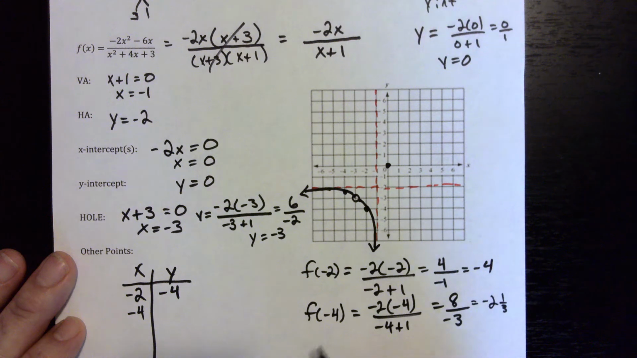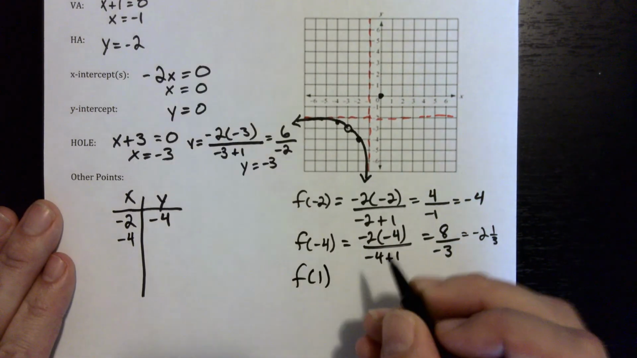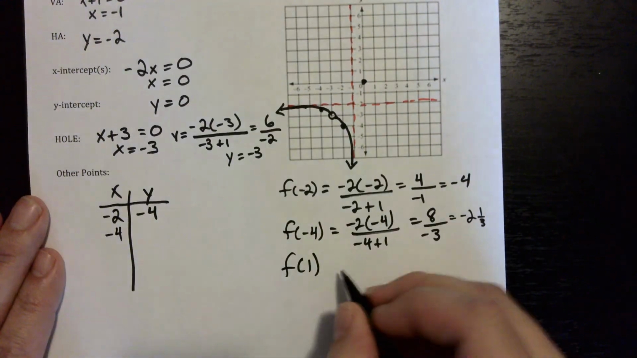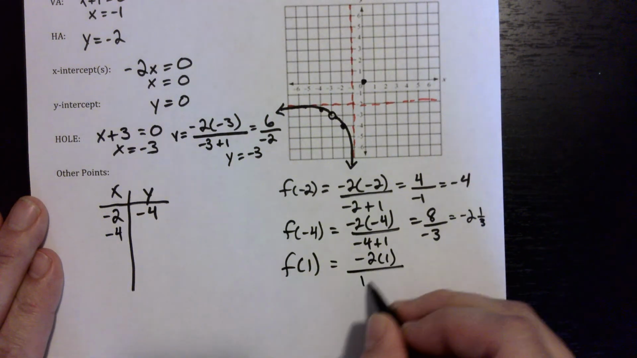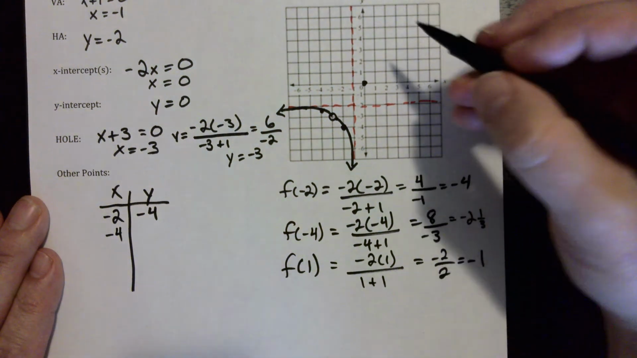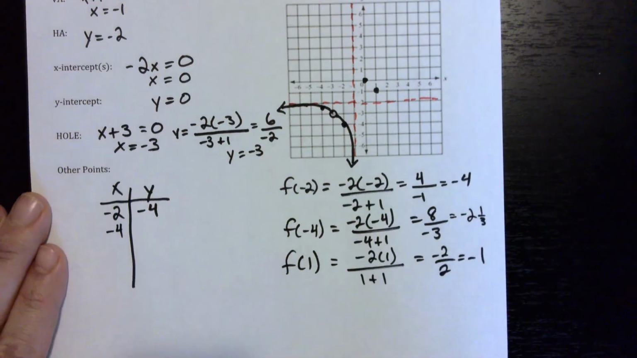Okay, let's choose some points over here. Let's do 1. So I do f of 1. F of 1, remember I'm plugging into this function right here, -2x over x plus 1. So it's -2 times 1 over 1 plus 1, which is -2 over 2, which is -1. So I plug in a 1 and I get a -1. Okay, let's plug in a 2. That'll be our last one.